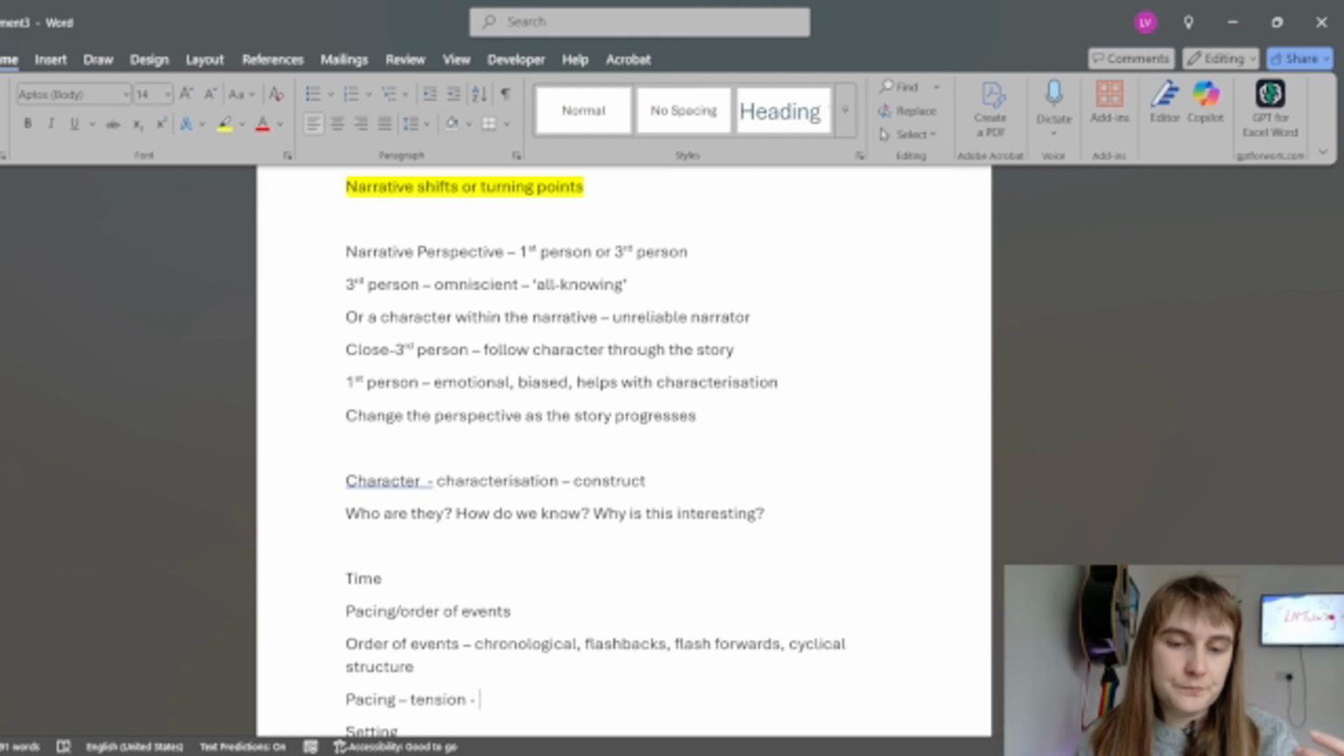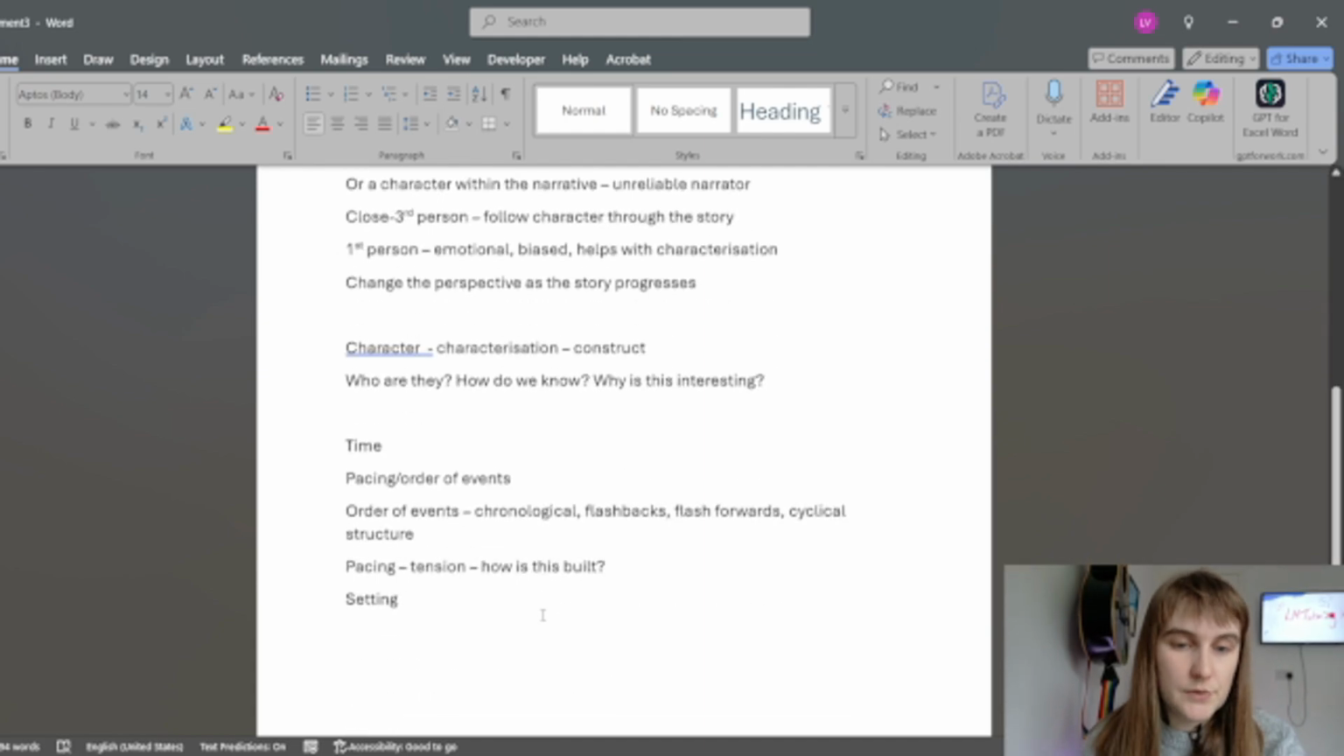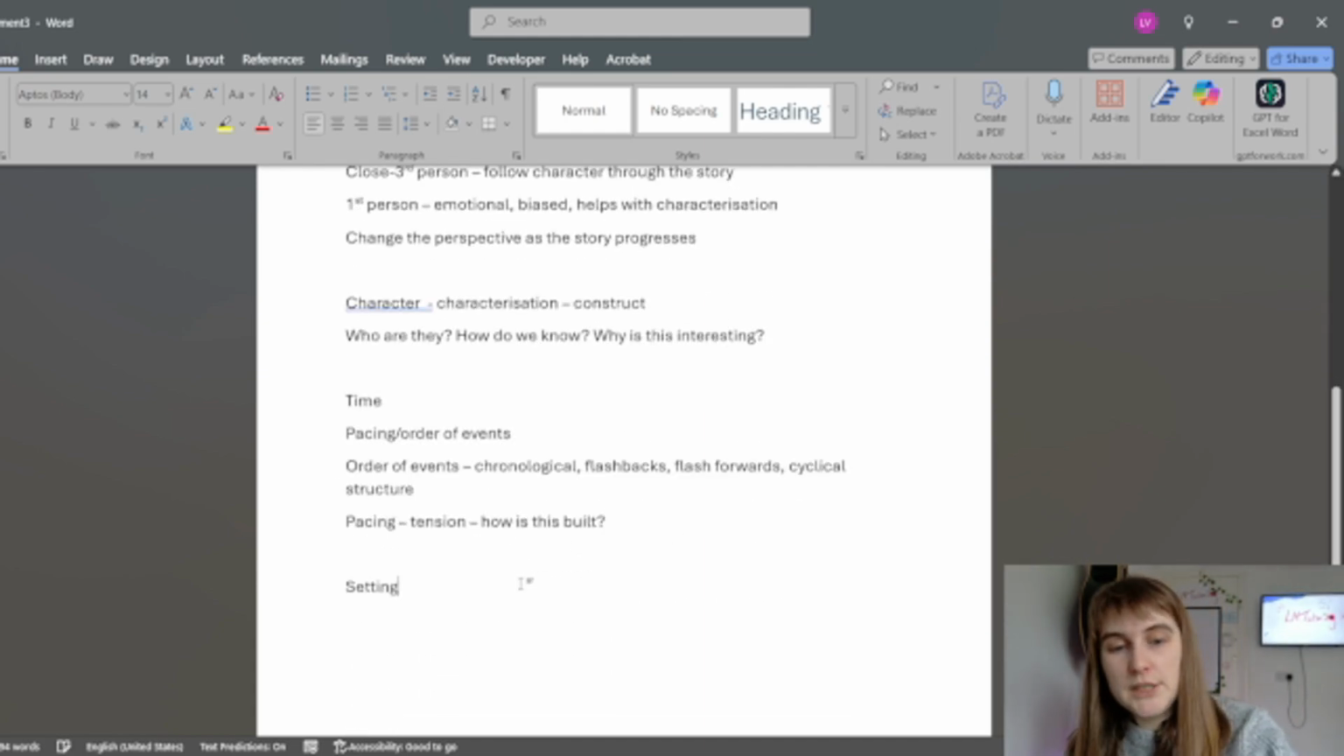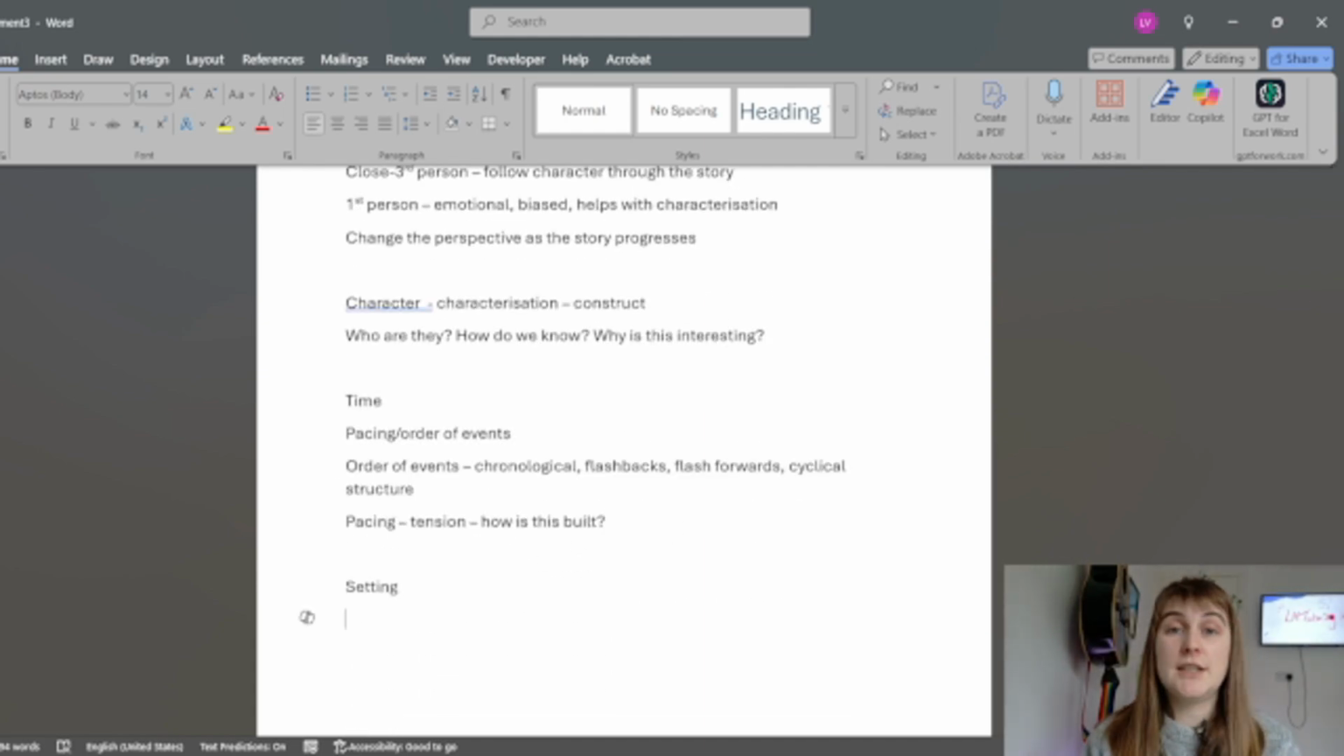So how is this built, basically? How do we build tension? That's the key thing. And then the fourth one is setting. So setting, as I said before, could be the time period, but it's also obviously where we are. So setting is when and where.